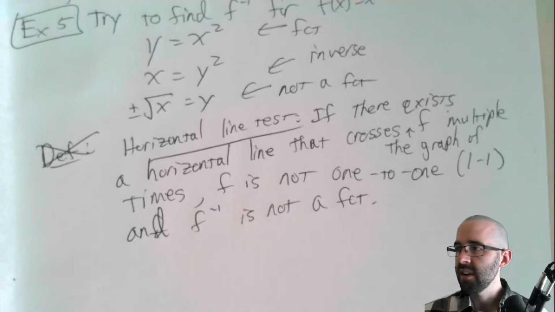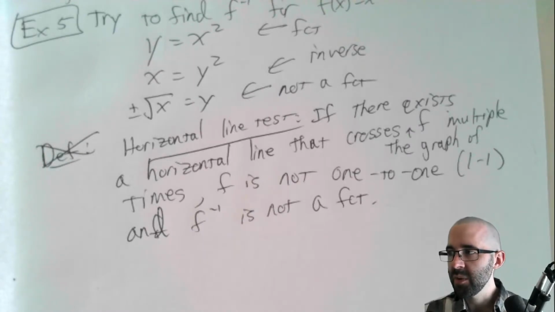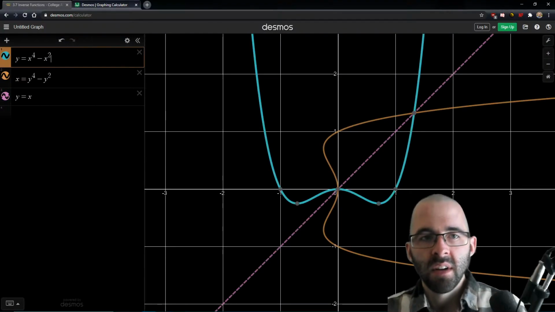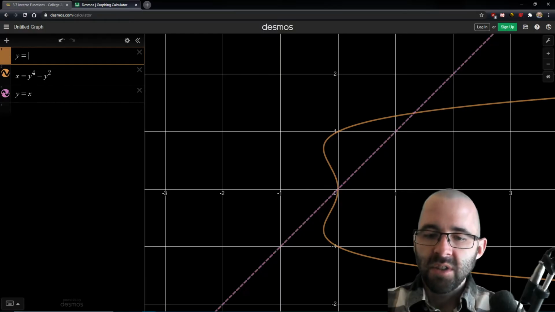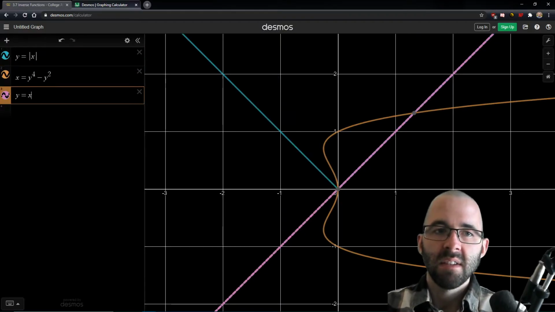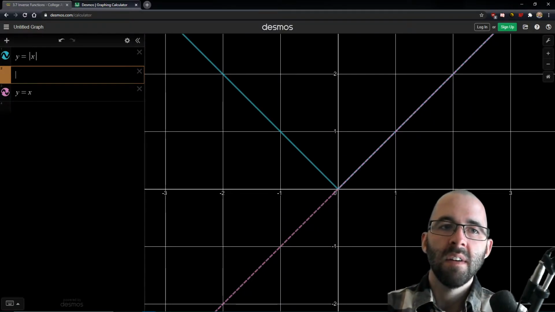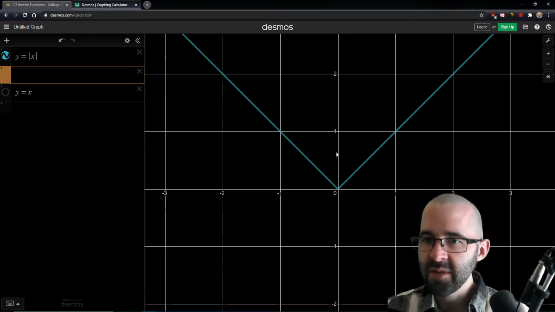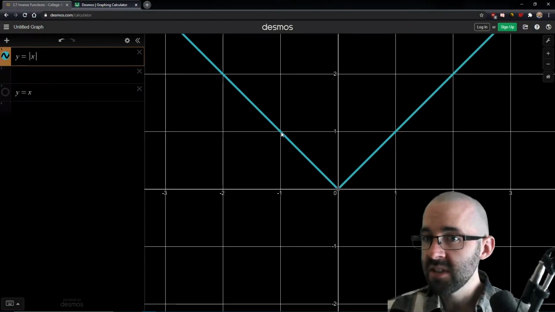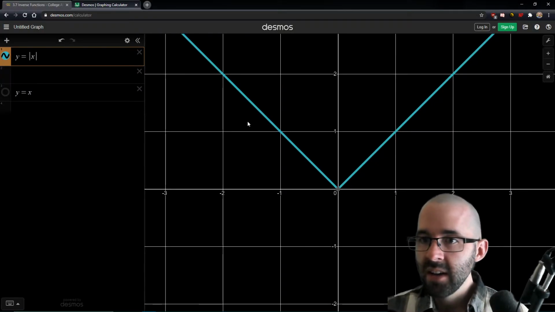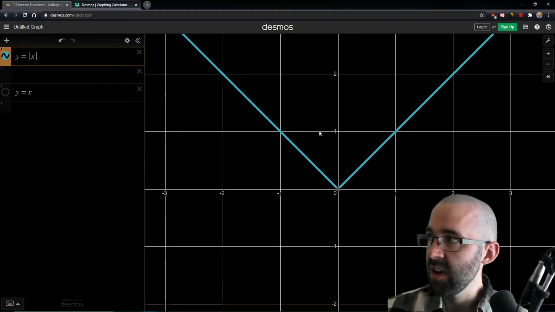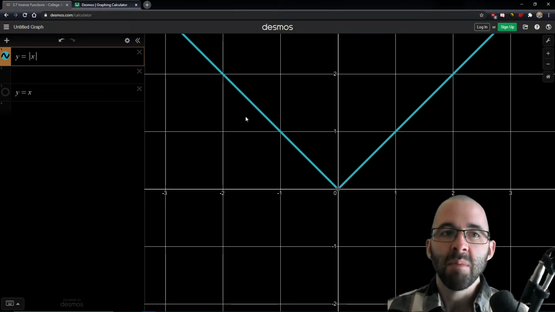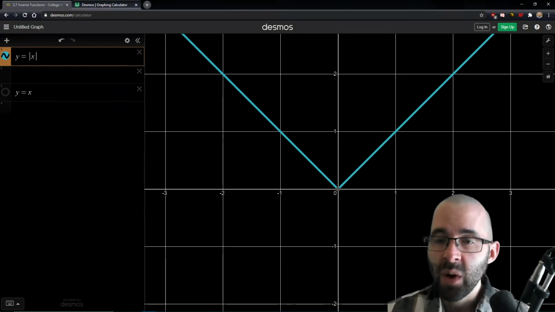So again, let's look at one more thing before we actually go on with some examples. Another toolkit function, absolute value of x. This is the absolute value of x function. This fails the horizontal line test for sure. A horizontal line is going to cross this graph multiple times. That means that this is not a one-to-one function.